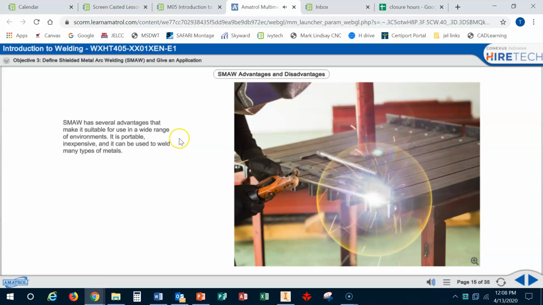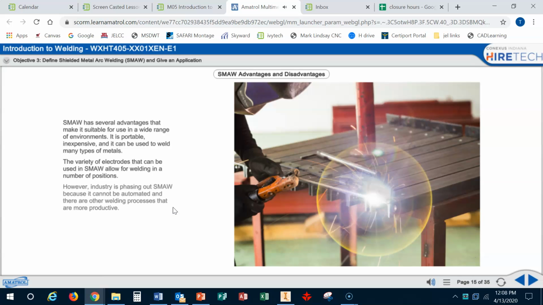SMAW has several advantages that make it suitable for use in a wide range of environments. It is portable, inexpensive, and it can be used to weld many types of metals. The variety of electrodes that can be used in SMAW allow for welding in a number of positions. However, industry is phasing out SMAW because it cannot be automated, and there are other welding processes that are more productive.